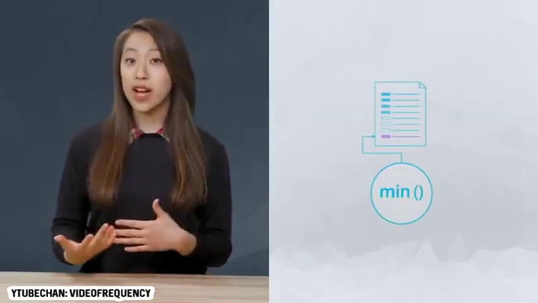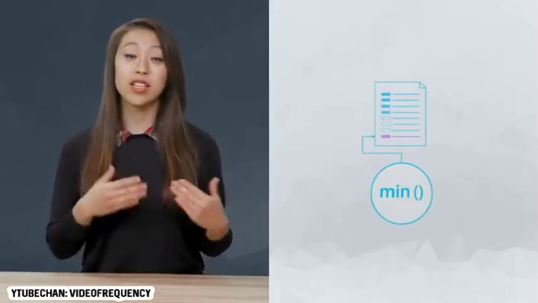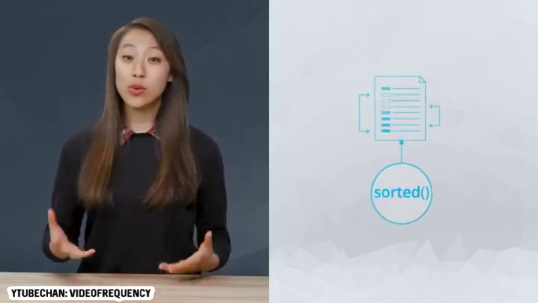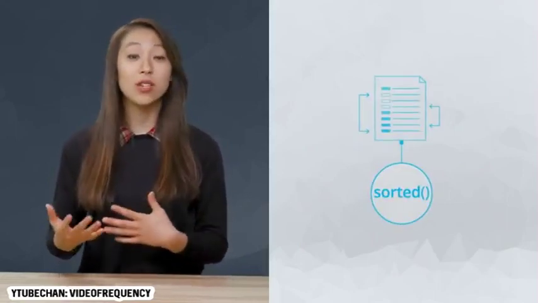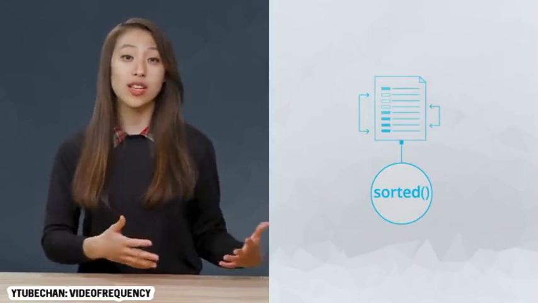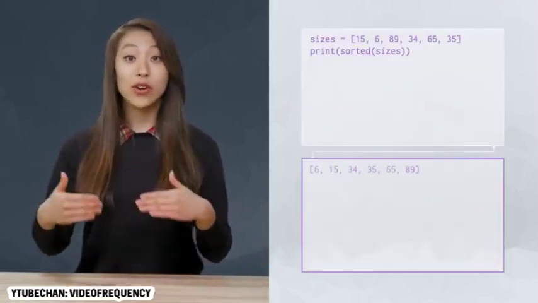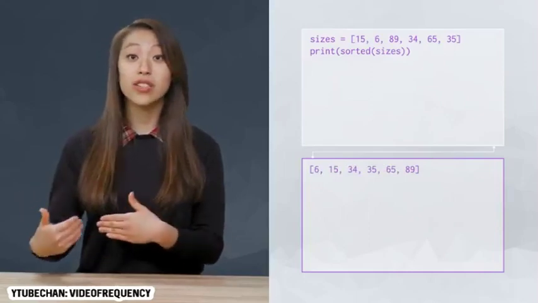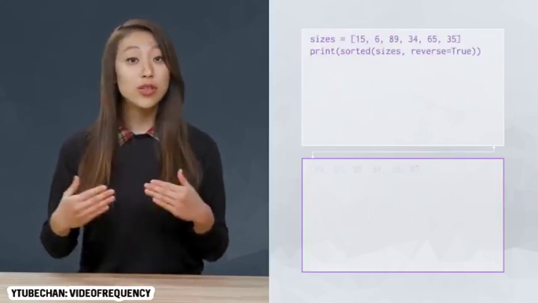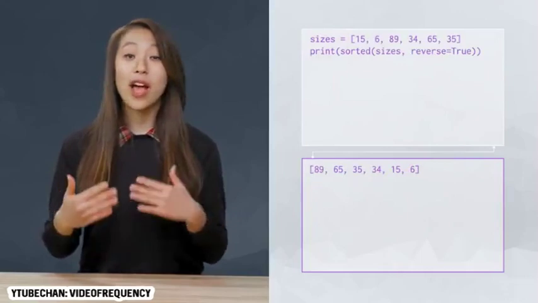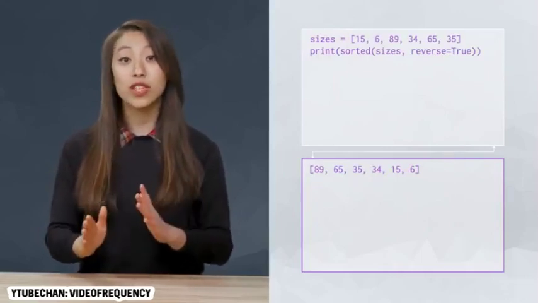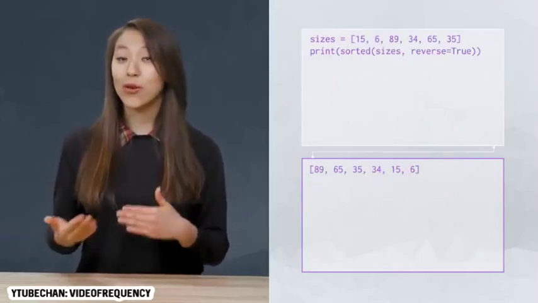Min is the opposite of max and returns the smallest element in a list. Sorted returns a copy of a list in order from smallest to largest, leaving the original list unchanged. Here, for a list called sizes, the order is ascending. You can sort from largest to smallest by adding the optional argument reverse equals true. Now the order is descending.